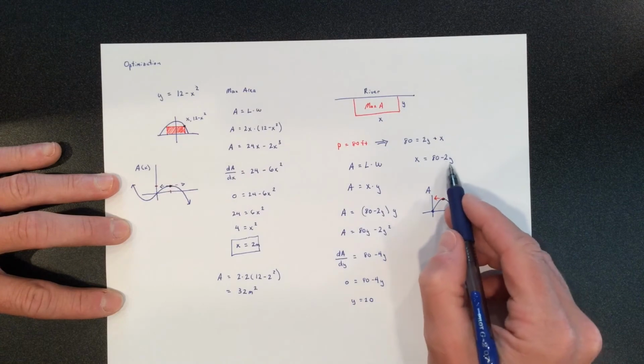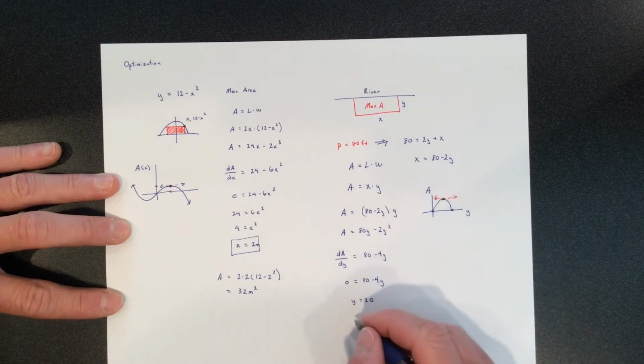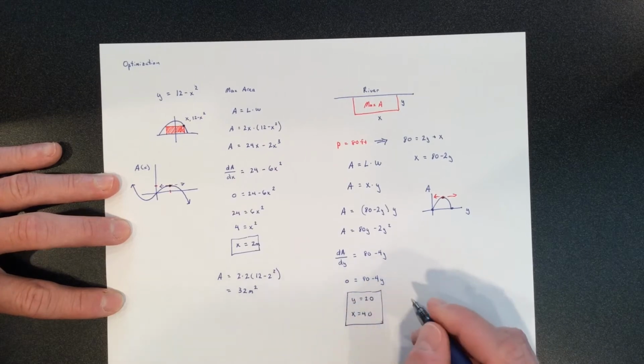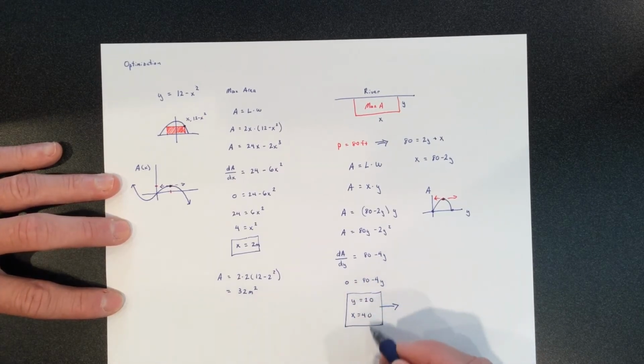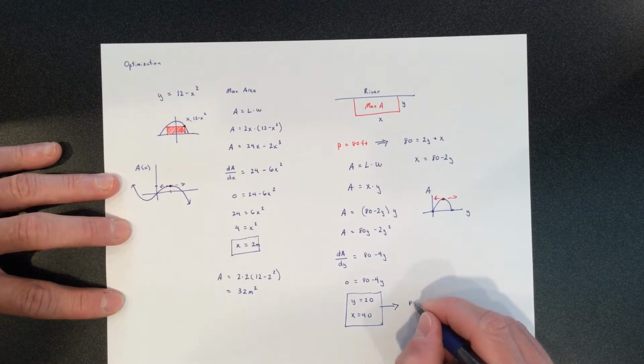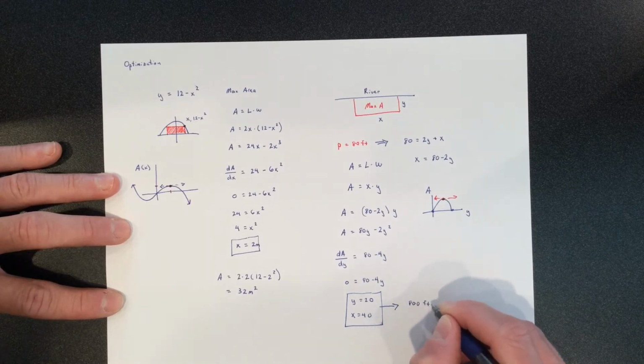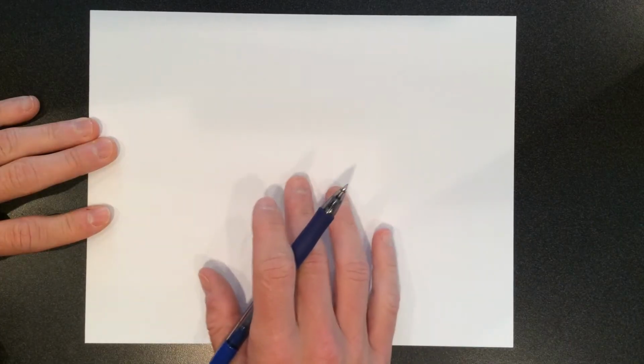But if y equals 20, I can plug it in here and figure out that x is 40. And I have the best dimensions, and if you actually wanted to find the area, then you could figure out that it's 800. 800, and let's say it's square feet.